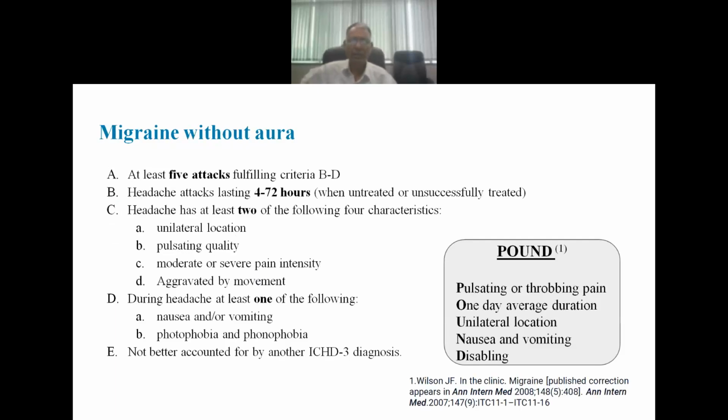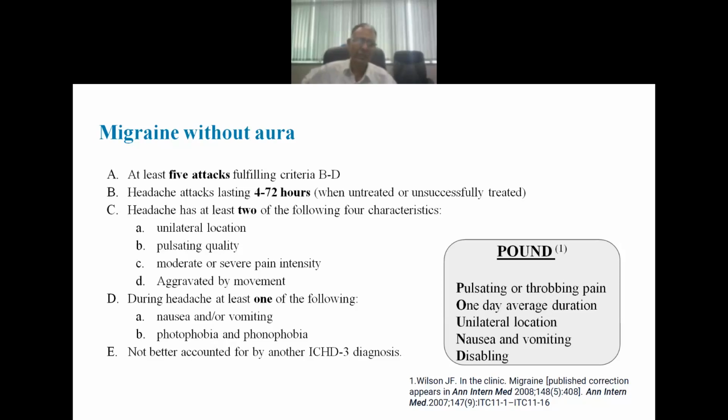Now, I told you in the beginning that only one third of patients will be able to recognize this aura. Nearly two-thirds of patients, that means 67% of patients, may not have any aura at all. Then it is again very, very difficult to diagnose migraine. But this is the table which I have brought to you.